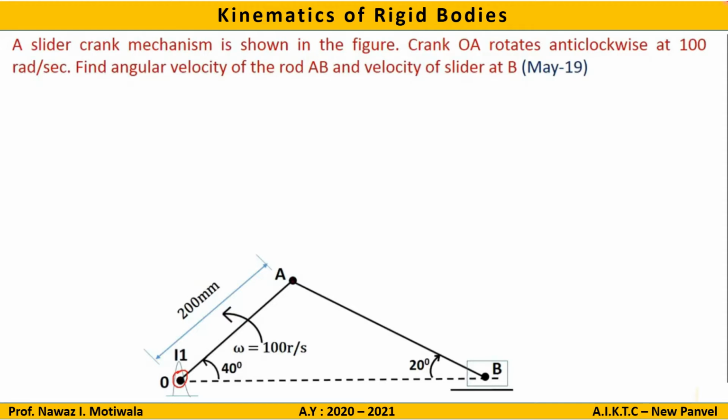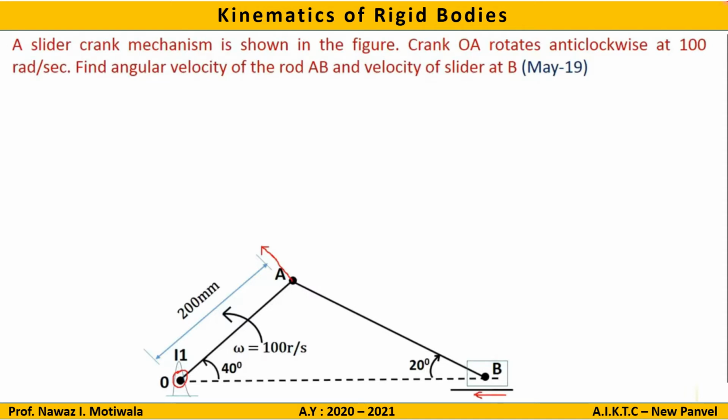Now we need to find out the ICR for link AB. First I will show you conceptually. If this link OA rotates in this anti-clockwise direction, the velocity of point A will be like this. A will move in this direction. Now, as A moves towards the left side, what will be the direction of B? This slider will move in this particular direction, towards the left side. So with this we have found out the direction of velocities.